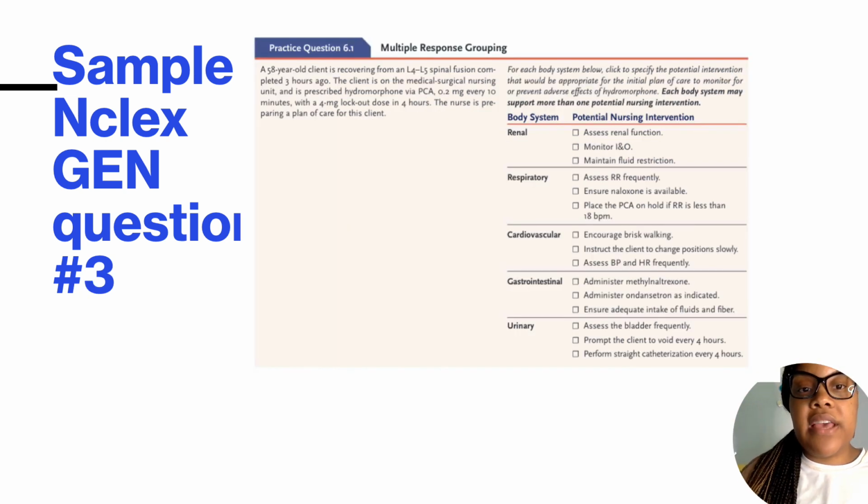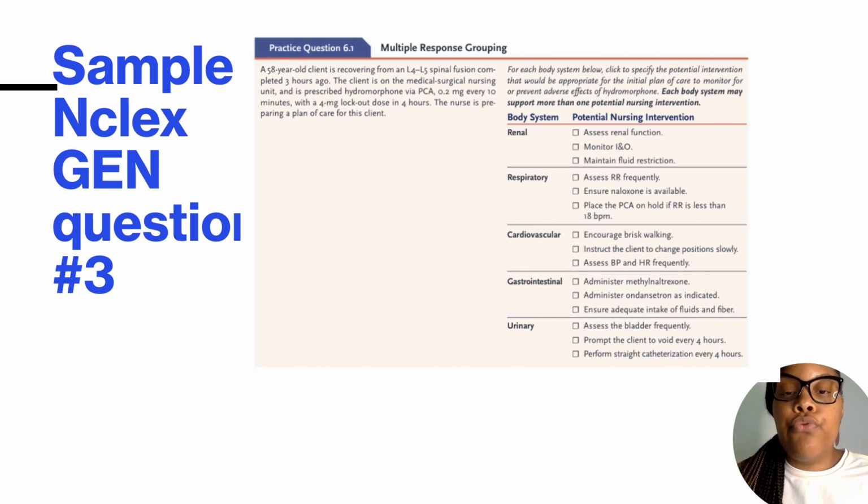The next question says, a 58-year-old client is recovering from L4 to L5 spinal fusion, completed 3 hours ago. The client is on a med-surgical nursing unit and is prescribed hydromorphone via PCA, 0.2 mg every 10 minutes with a 4 milligram lockout dose in 4 hours. The nurse is preparing a plan of care for the client. For each body system below, click to specify the potential intervention that will be appropriate for the initial plan of care to monitor or prevent adverse effects of hydromorphone. Each body system may support more than one potential nursing intervention.